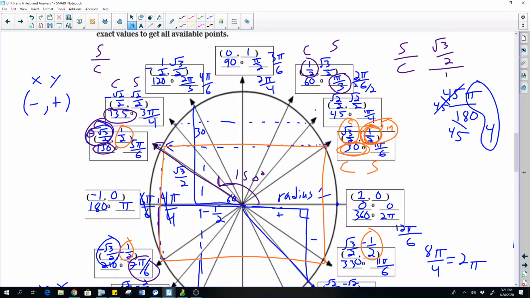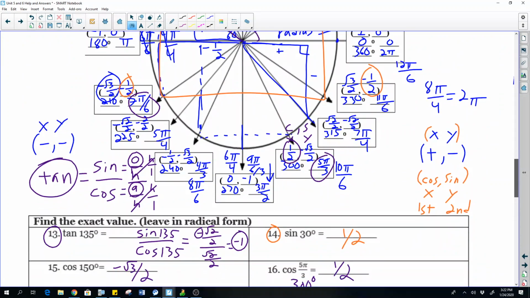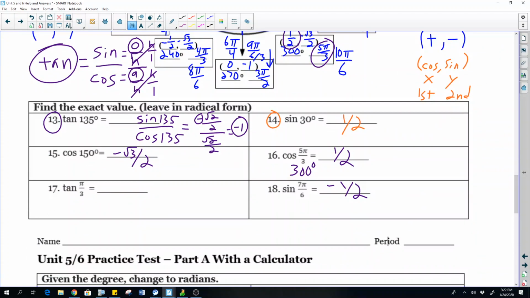Cool. And so let's just bring that downstairs to our problem. So radical 3 over 2 all over 1/2. Again, because what? Because tangent is sine over cosine. Good. Of pi over 3. So two different problems combined to get tangent.